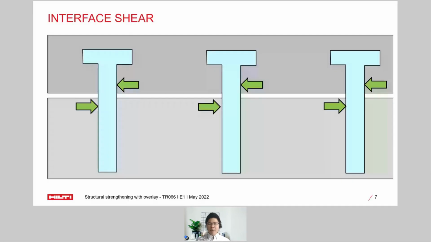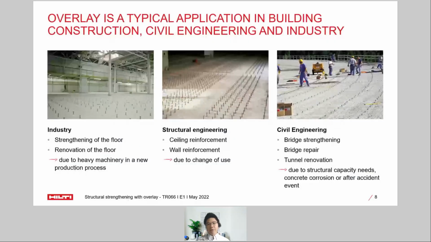Concrete overlay is a typical application. You can find it in building construction, the industrial sector, or civil engineering. For example, in the industrial segment, you might look into ways to strengthen the floor because there's a new production process with heavy machinery. Or in a civil project like bridges, the structural capacity has to be higher because of a change of regulations, or you're widening the bridge and need to take a higher load. Here you also need to look into ways to strengthen the bridge, and one of the options is the concrete overlay.